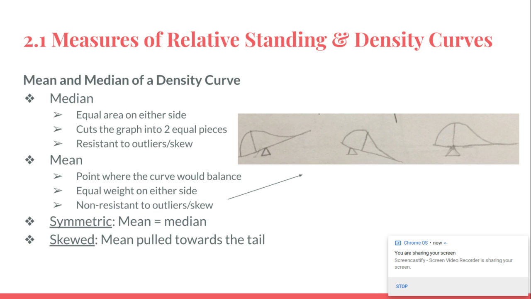So for measuring the mean and median of a density curve, the median has equal areas on either side of the distribution, and it cuts the graph into 2 equal pieces, and this is resistant to outliers or skews. On the other hand, the mean is the point on the curve where the curve would balance. So there's equal weight on either side, and this is not resistant to outliers or skews. For a symmetric distribution, the mean equals the median, and when a distribution is skewed, the mean is pulled towards the tail.